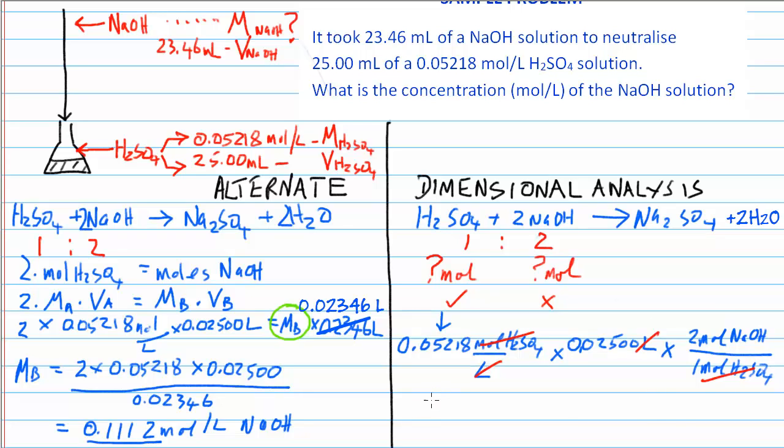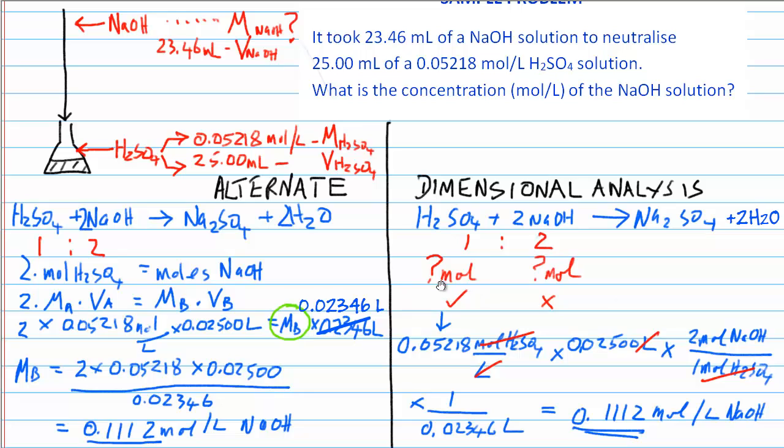And the last step in the calculation is to convert that from moles of sodium hydroxide to moles per litre using the titer, the volume of sodium hydroxide that was used. So we multiply, in this case, by 1 over the volume of sodium hydroxide in units of litres, which is 0.02346 litres. And if we calculate all that out, we get a result of 0.1112 moles per litre of sodium hydroxide. Again, this final result is reported to 4 significant figures.